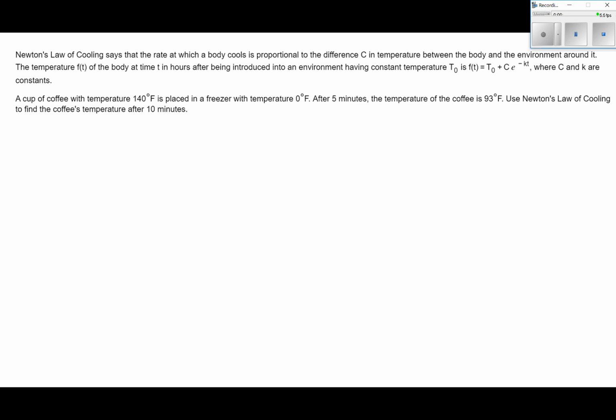It says Newton's law of cooling says that the rate at which a body cools is proportional to the difference C in temperature between the body and the environment. So the difference C for this piece right here is 140 compared to 0. So the difference between the two, C, is going to be 140 degrees.